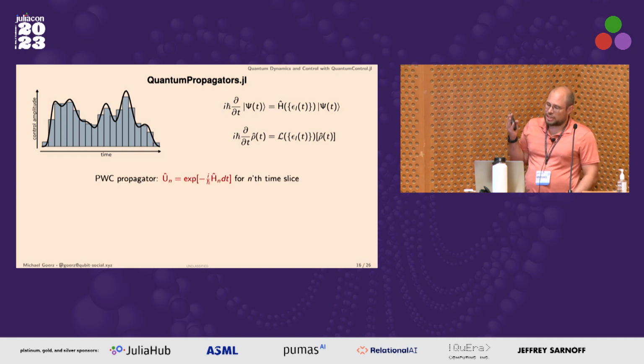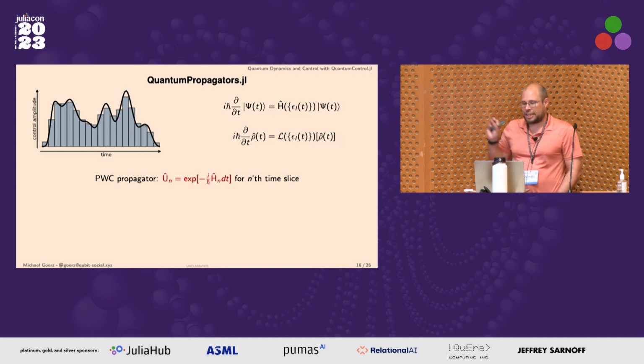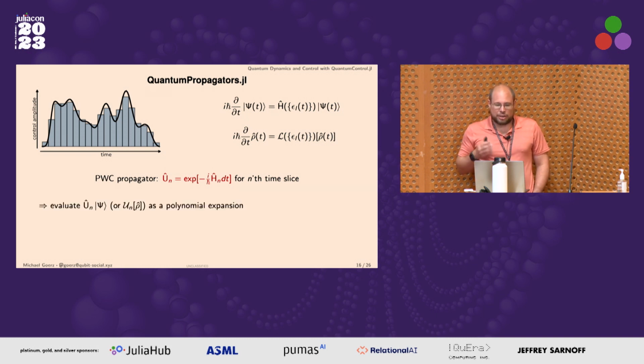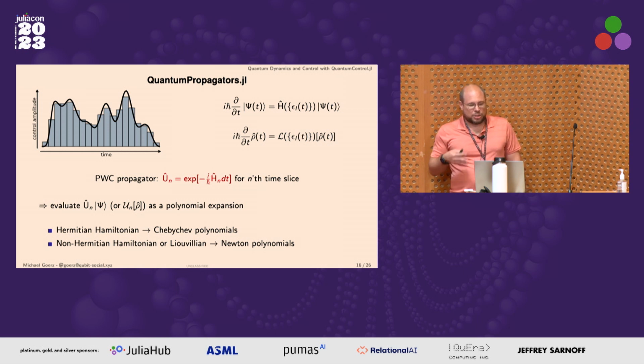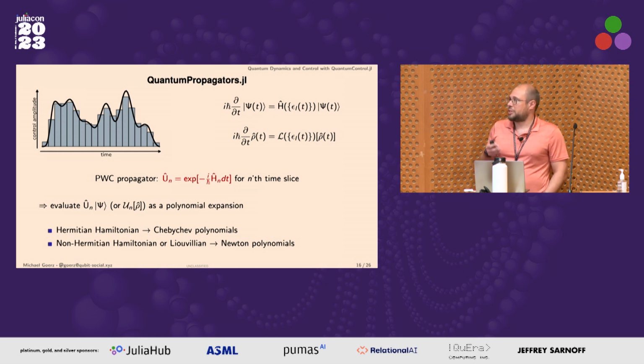Now you don't actually have to solve this differential equation, because you know analytically what the propagator is going to be. It's just e to the minus i H dt for any particular time slice. You can evaluate that by expanding the application of that propagator into a polynomial expansion. Think of something like a Taylor series, but a Taylor series is actually a very badly converging series. Instead, you can use Chebyshev polynomials if the generator only has real eigenvalues, because Chebyshev polynomials are only defined on the real axis, or Newton polynomials, for example, for an open quantum system with a non-Hermitian generator.